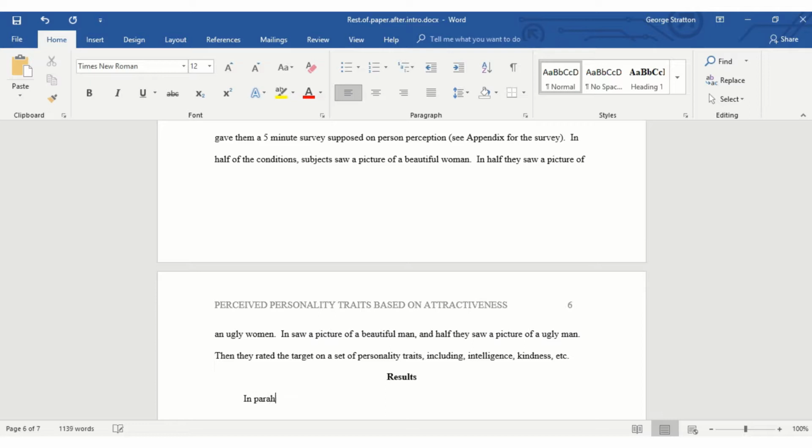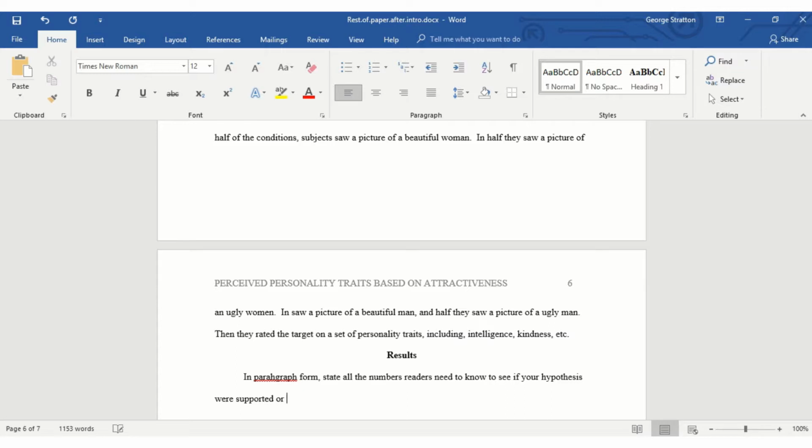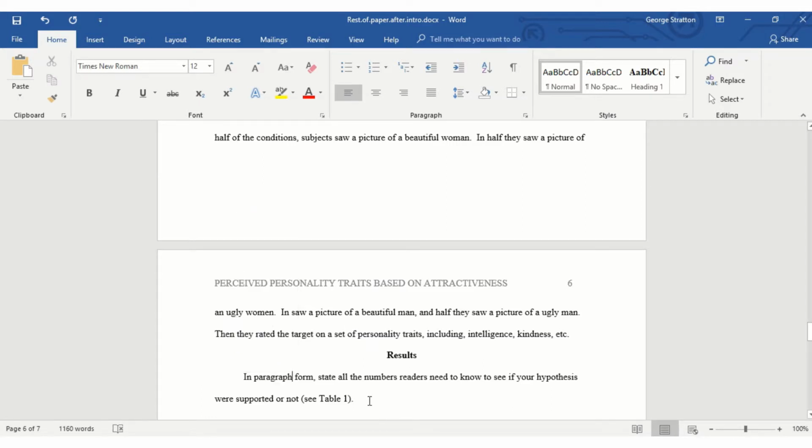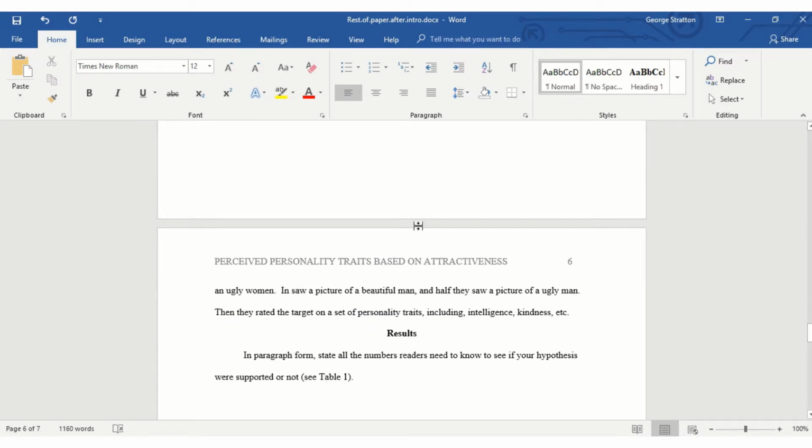So again, in paragraph form, state all the numbers readers need to know to see if your hypotheses were supported or not. Somewhere in this section, you should say, see table 1. So you're referring the reader to look at the data in the data table later on in this paper. And you're not restating your hypotheses in the results because that's actually happening in the discussion section, which comes next.